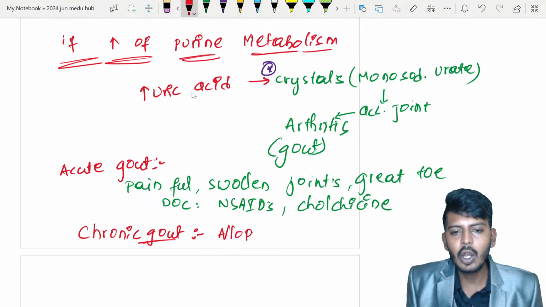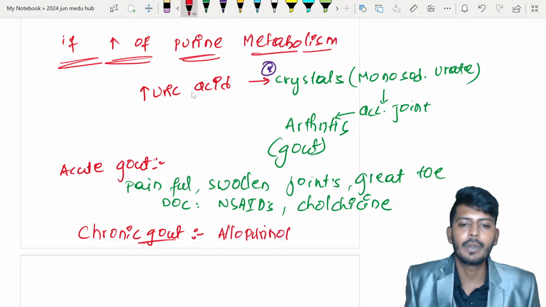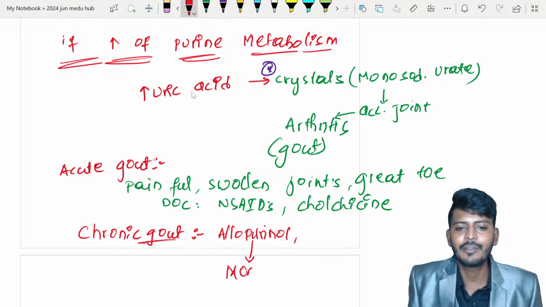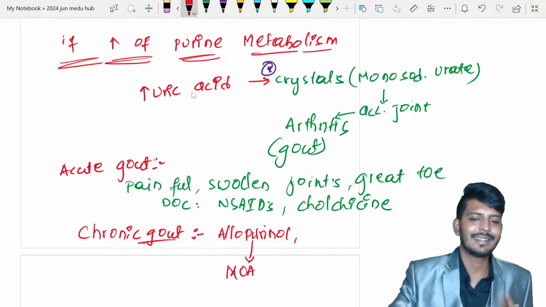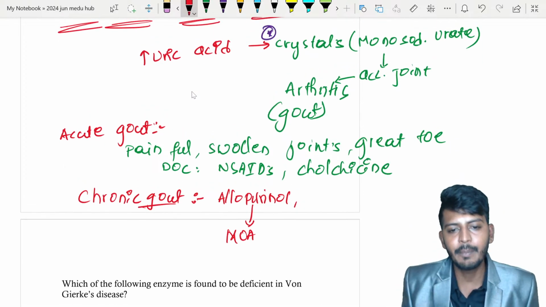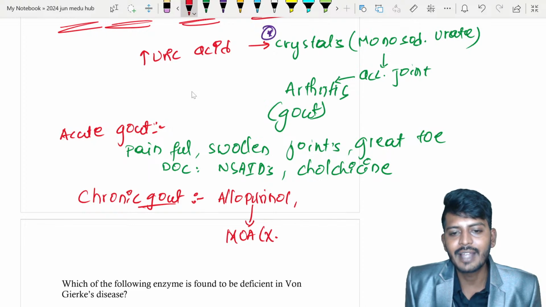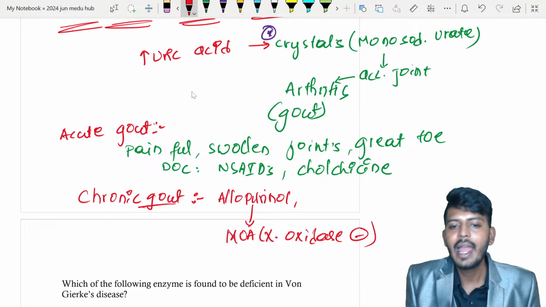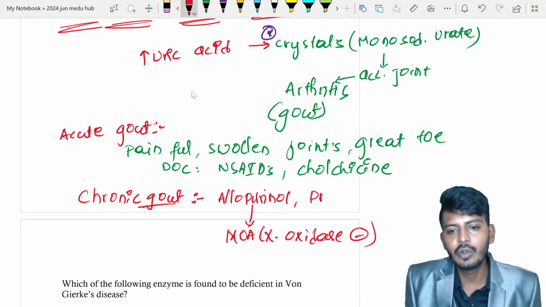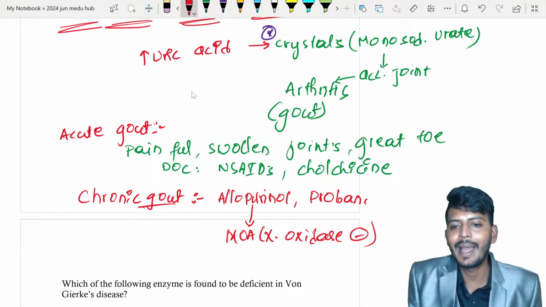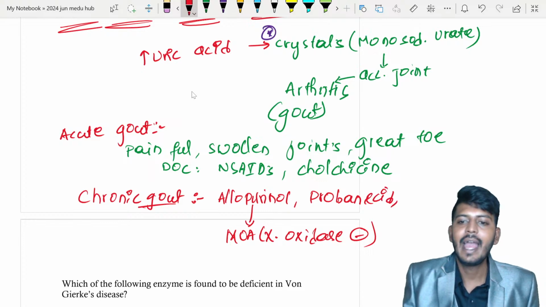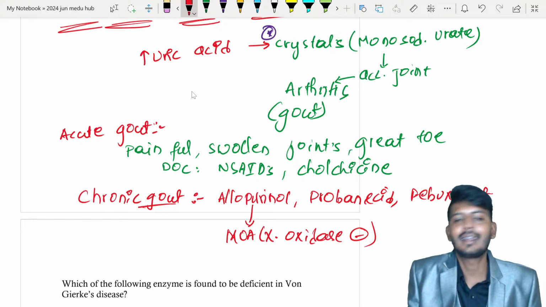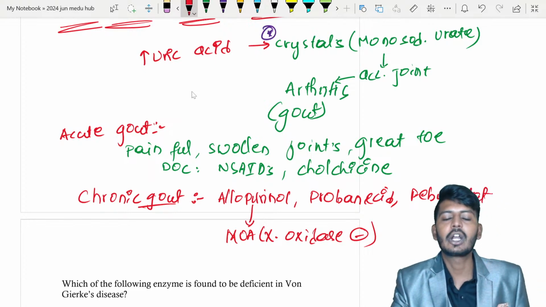Allopurinol. And allopurinol का mechanism of action last few years के अंदर ही, I don't remember exactly which year, allopurinol का mechanism पूछा था. It is a XO, xanthine oxidase inhibitor. Allopurinol के अलावा you can also use probenecid, and also you can use febuxostat. So these are the drugs used in the chronic gout.